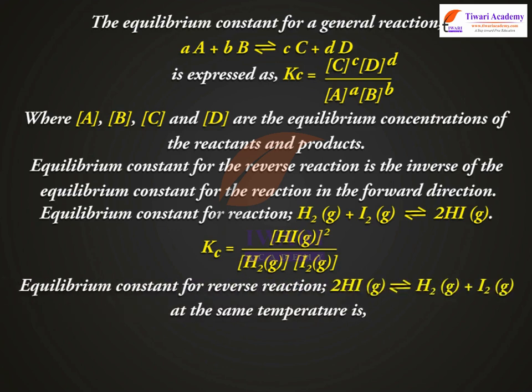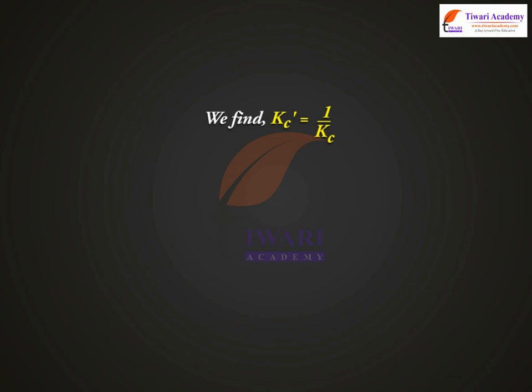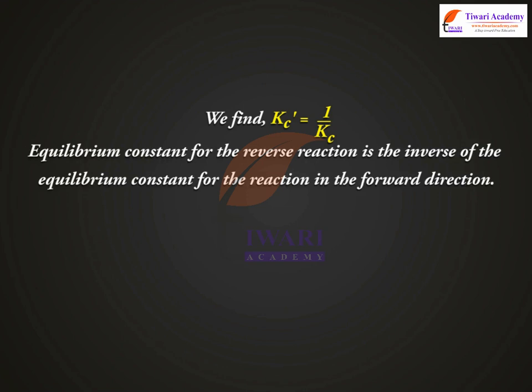Equilibrium constant for the reverse reaction 2HI gas in equilibrium H2 gas plus I2 gas at the same temperature is Kc prime is equal to concentration of H2 gas into concentration of I2 gas upon square of the concentration of HI gas. We find Kc prime is equal to 1 by Kc. Equilibrium constant for the reverse reaction is the inverse of the equilibrium constant for the reaction in the forward direction.